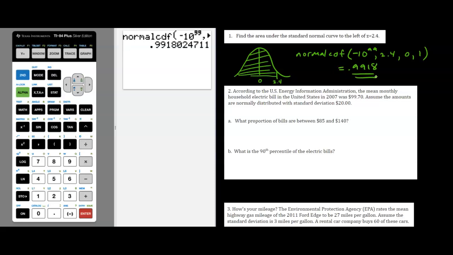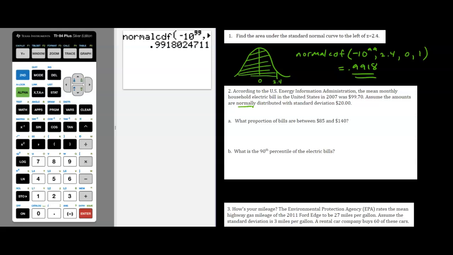So that was an example from the beginning of this module. Let's take a look at number 2. According to the U.S. Energy Information Administration, the mean monthly household electric bill in the U.S. in 2007 was $99.70. Assume the amounts are normally distributed with standard deviation $20.